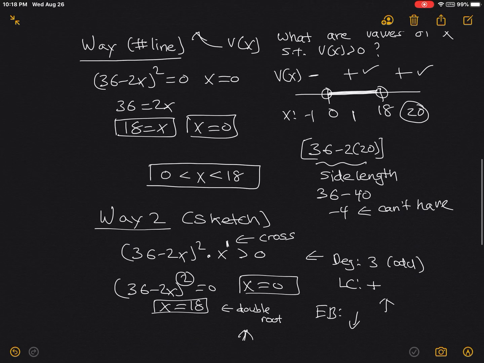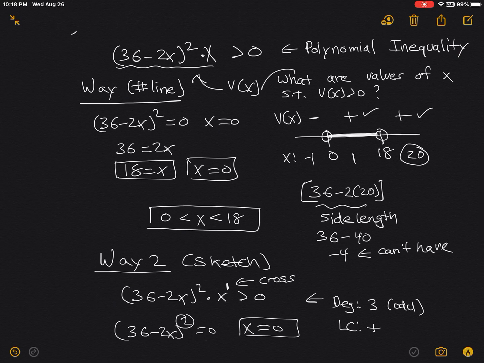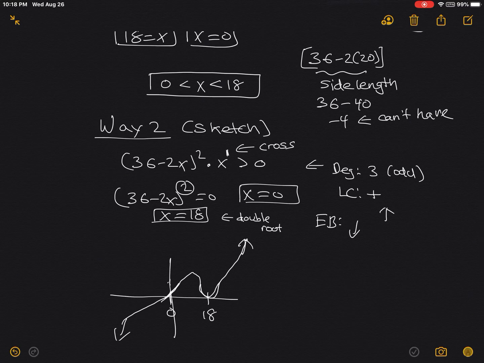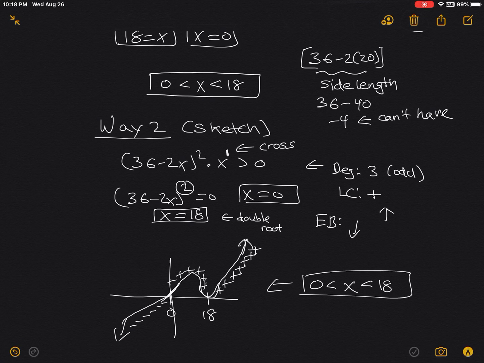Going back to the original problem, what are the values of x such that v of x is greater than 0? Well, v of x is positive here, it's also positive here, but v of x is negative here. Again, you might be tempted to say, oh, x is just greater than 0 because it's positive. And if it's just a regular polynomial inequality, you'd be correct. You would say x is between 0 and 18, x is greater than 18. That's what you would say. But in the context of the problem, for it to make sense, x has to be between 0 and 18.